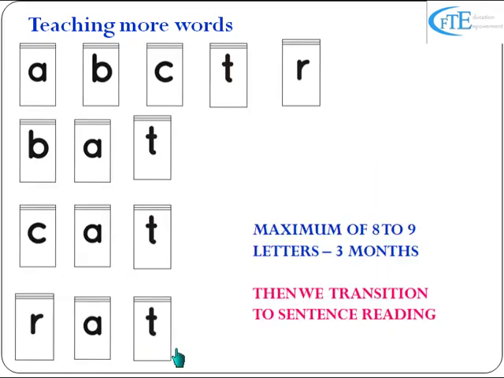And so we continue introducing letters after t, r, bat, cat, rat. There is no set of letters that we need to teach first. You could choose letters with which you want to make words. And at the end of 3 months, your child should be able to read a maximum of 8 to 9 letters and words made from these letters.